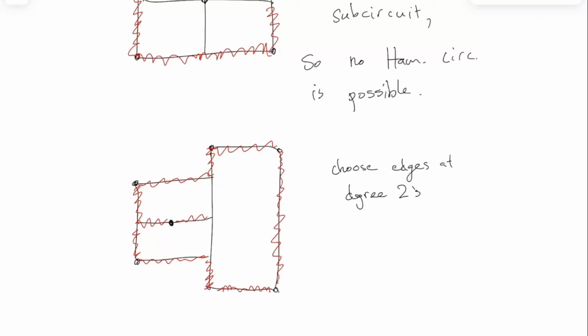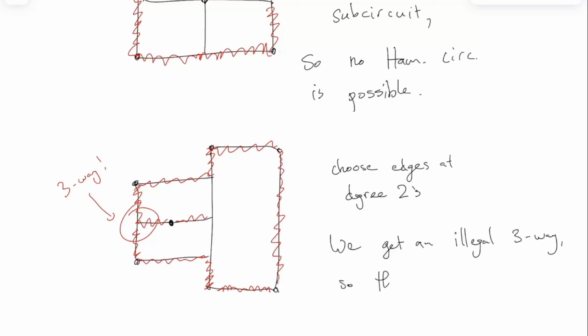And what's the problem here? You can see immediately after having chosen these edges of degree twos, I have a three-way right there, and this is not allowed, all right? So we immediately get an illegal three-way intersection. And again, what that means is no legitimate Hamilton circuit exists because you are immediately forced into this unallowable situation. So there is no Hamilton circuit. All right. This is how you can use the same rules to demonstrate that there's no Hamilton circuit.